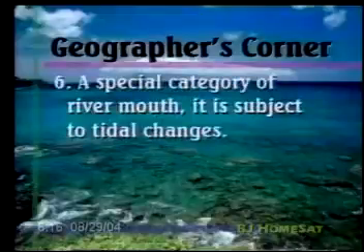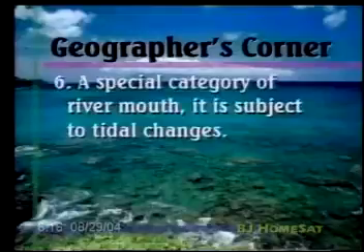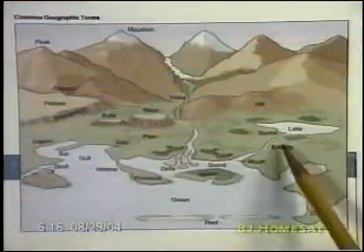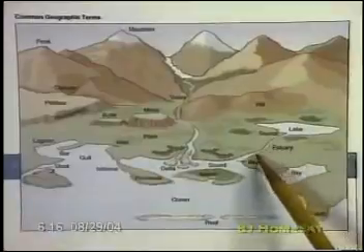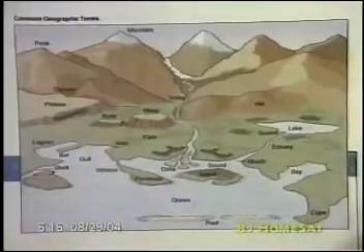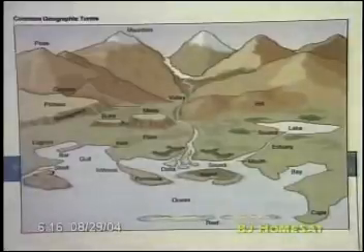Number 6, a special category of river mouth. It is subject to tidal changes. Okay, that's one you would probably have to look up or have read about. That is the estuary that our geographer was just recently talking about. It's a special type of river mouth, but it is subject to tidal changes.